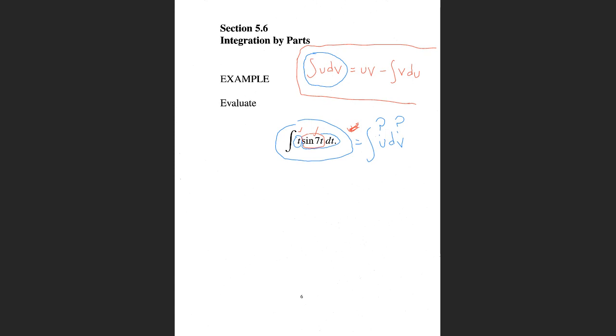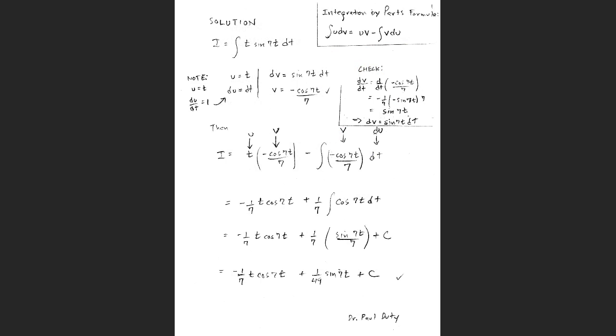Well, I'll tell you what. I'm going to try letting u equal t. So let me go to the next page here. I'm going to let u equal t. And there's a reason why I do that, because if u equals t, du equals dt. It simplifies a little bit.